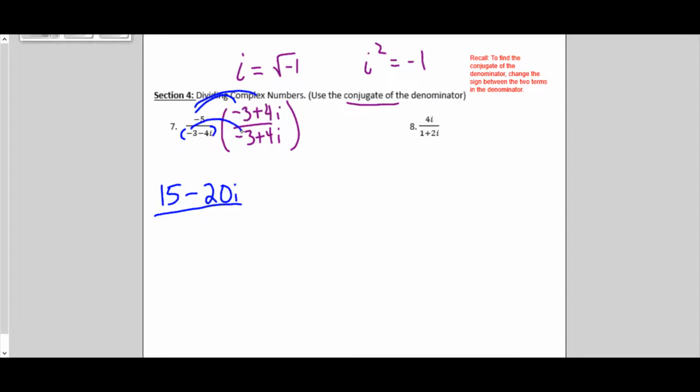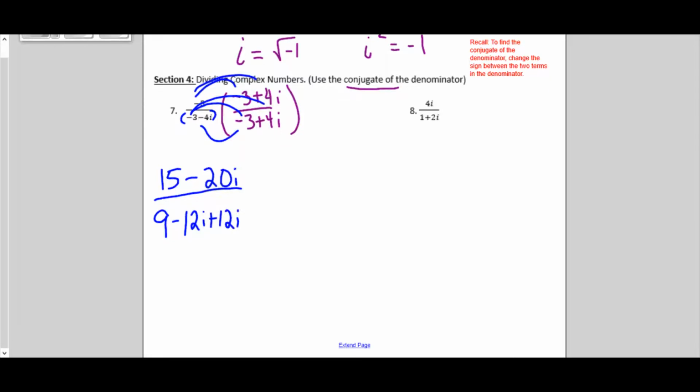So -3 times -3 is 9. And then -3 times 4i is -12i. -4i times -3 is +12i. So then I'll do -4i times +4i, which is -16i squared. Notice I have an i squared, so I'm going to replace that right away with -1.